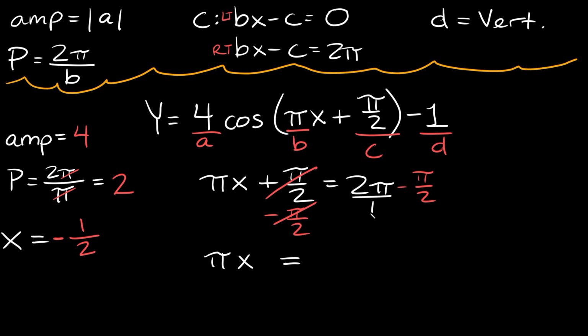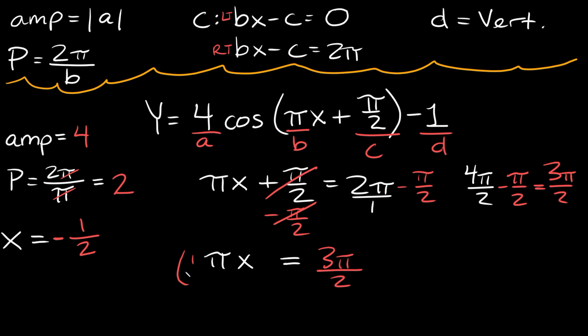And if we multiply the top and bottom by 2, we'll get 4 pi over 2. And again, that's minus pi over 2, which is equal to 3 pi over 2, all right? So this is equal to, again, positive 3 pi over 2. Now to solve for x, again, we can just multiply both sides by 1 over pi, right? Multiply by 1 over pi.